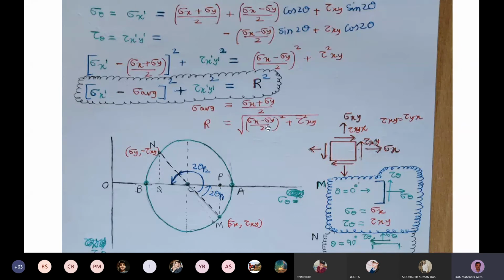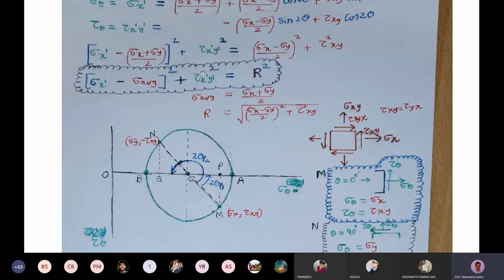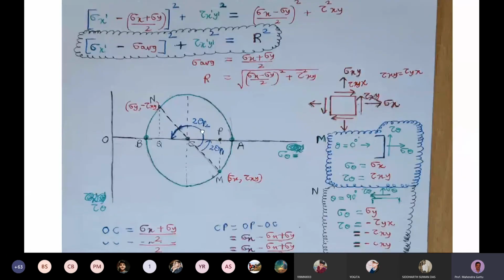So it will be the square root of (sigma x minus sigma y)/2 whole square plus tau xy square. This is a form of a circle with the center on the x-axis. The center is at a distance of sigma average, and the radius is this. So we are plotting that circle here.